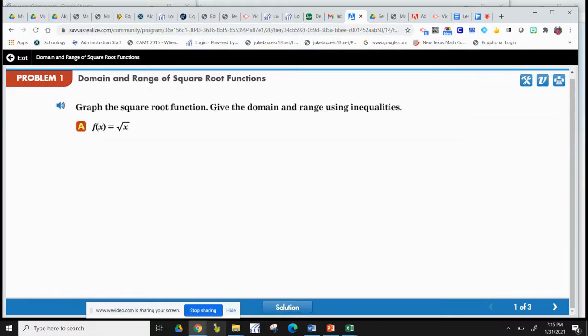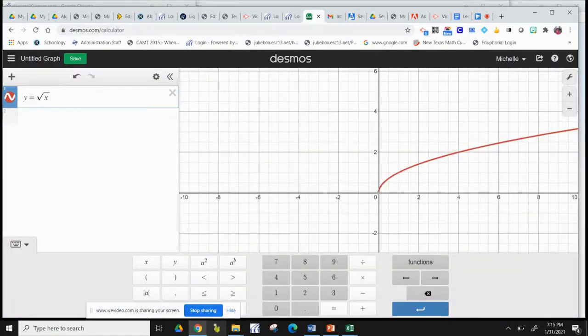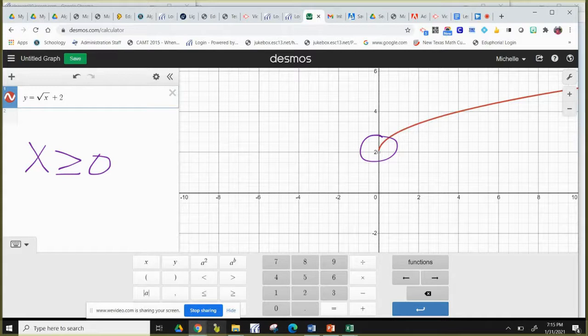Okay. Graph the square root function, give the domain and range using inequalities. So if you graph that one, square root of x plus 2, not 5, 2. Now what's your domain? The x's still start at 0. The range this time starts at 2.